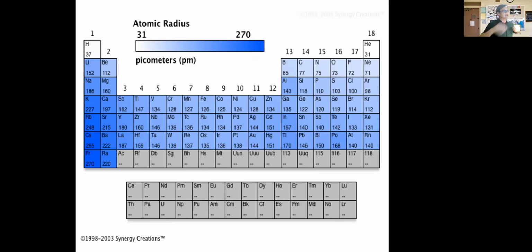Okay, and so here you take a look at the full periodic table. You do notice that in general, the size does get larger. So if you take a look at period 4 here, potassium's at 227, krypton is at 122.